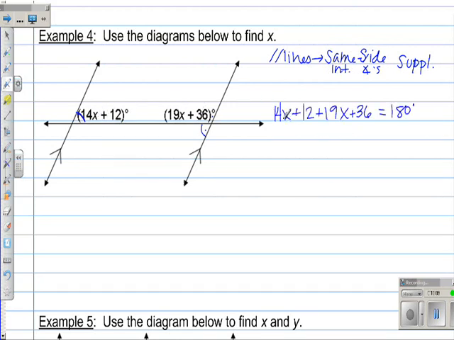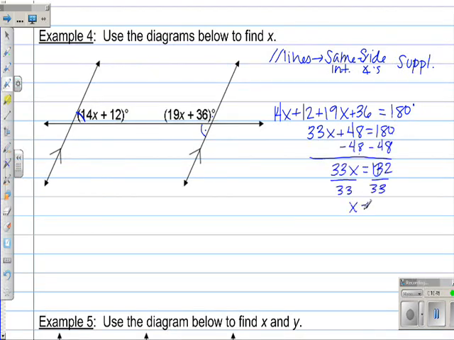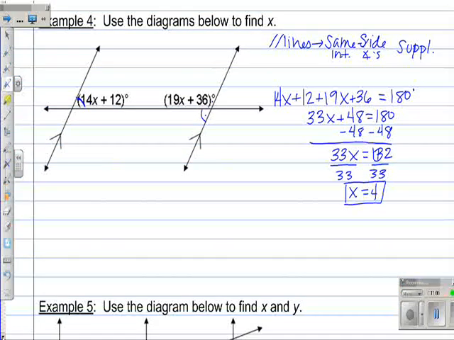From here, the first thing you're going to do is combine like terms. 14x and 19x gives you 33x. So 33x plus 36 plus 12 is 48 equals 180. And x equals 4. Okay? Once again, you could plug that back in, check your answer. These two angles should be supplementary.